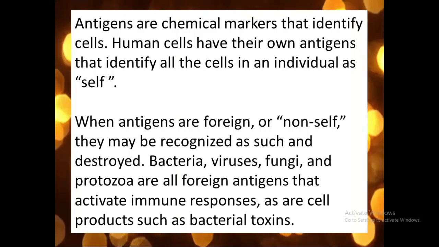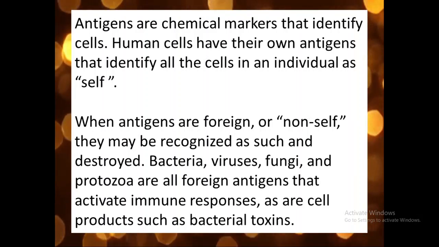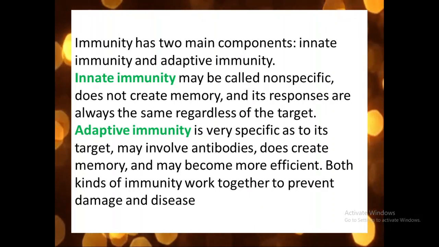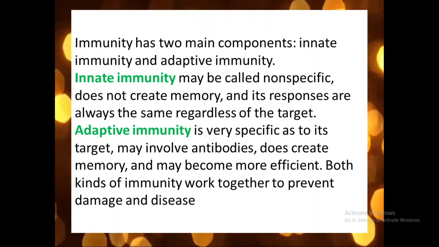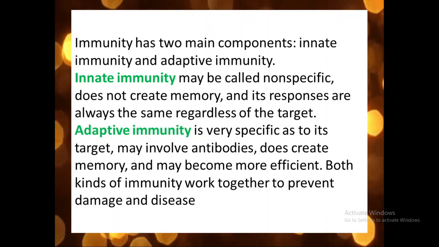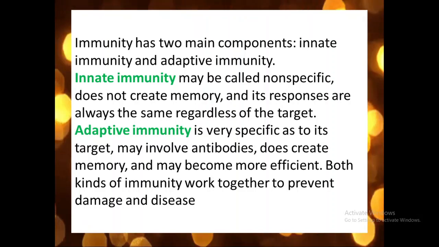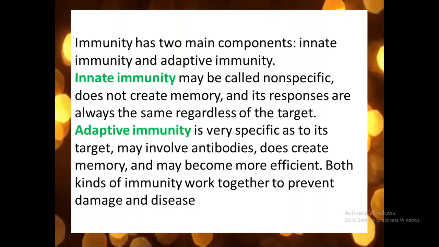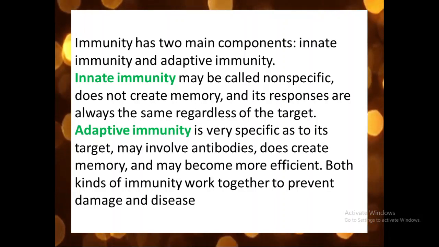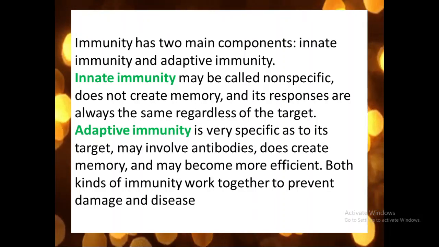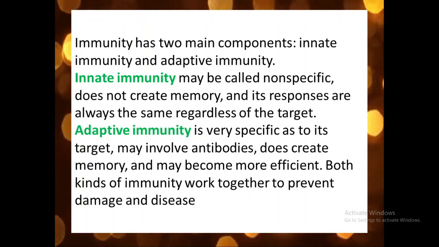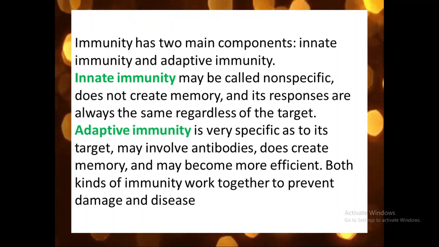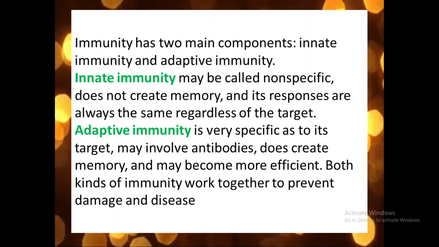So, immunity has two main components. We do have the innate immunity and adaptive immunity. The innate immunity may be called non-specific, does not create memory, and its responses are always the same regardless of target. Adaptive immunity is very specific as to its target, may involve antibodies, creates memory, and may become more efficient. Both kinds of immunity work together to prevent damage and disease.